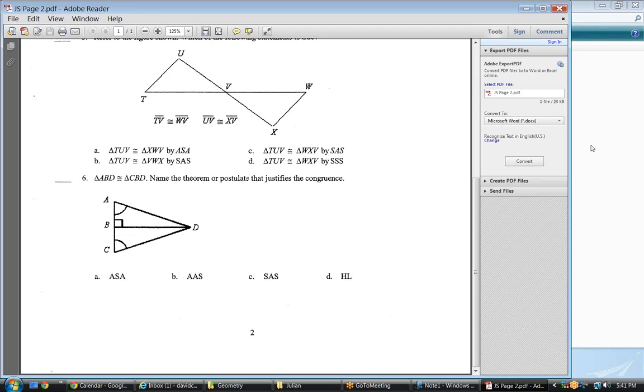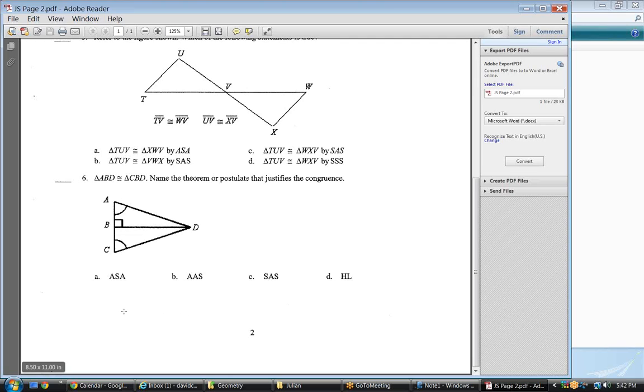CD or AD. No. BD is equal to itself. BD is the side for this triangle and this triangle. So we have angle, angle, side. Or looking at this triangle here, we have angle, angle, side.